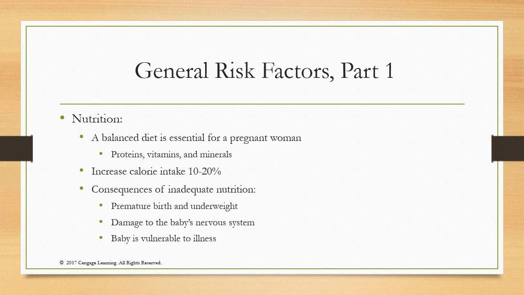Consequences of inadequate nutrition: premature birth and underweight. So if they're not getting enough nutrition in the womb, they're not going to develop correctly. Damage to the baby's nervous system. So the nervous system, what does it need to develop? It needs nutrition. It needs protein and the proper nutrition. It needs those cells to correctly develop. So if the mother is not passing that along to the embryo or to the fetus, that brain is not going to develop. So that's one of the reasons why you're going to see damage to the baby's nervous system.